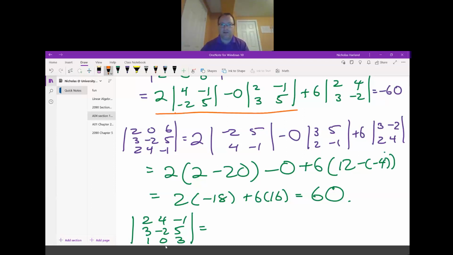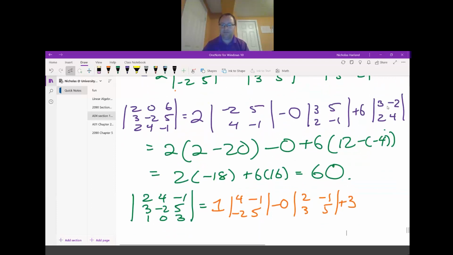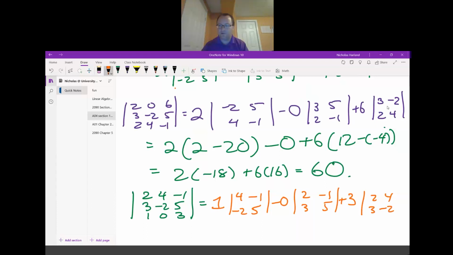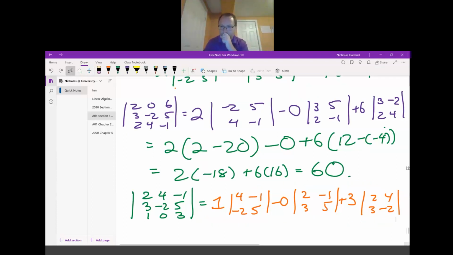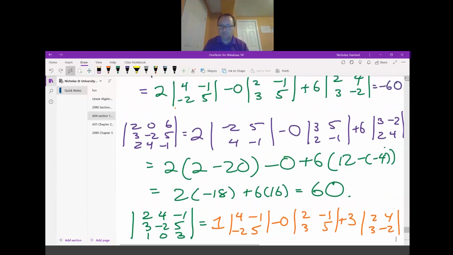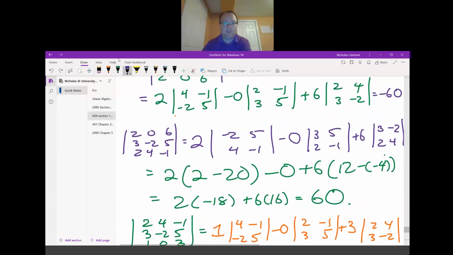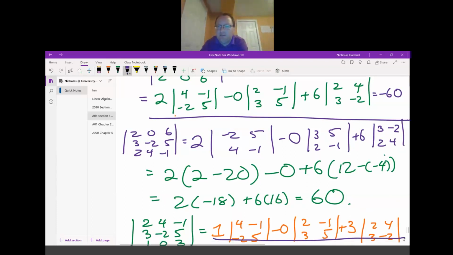So again, if we expand it along the first row, what changes? The third row was divided by 2. So we get 1 times minus 0. I shouldn't have put a 0 here, but too late. Plus 3 times 2, 4, 3, negative 2. So when we write this out, what stayed the same? What changed in our determinant? You can still see it up here and down here. What's the difference between these two?